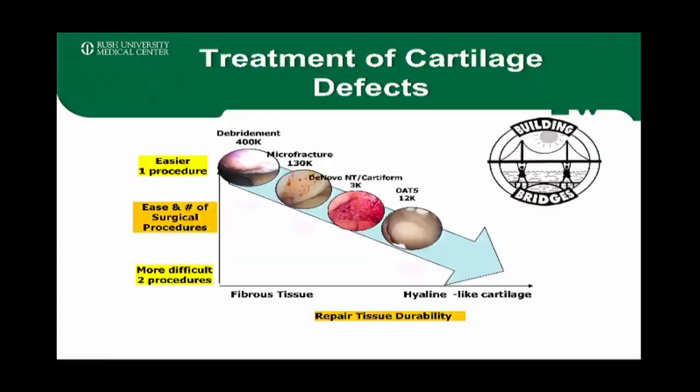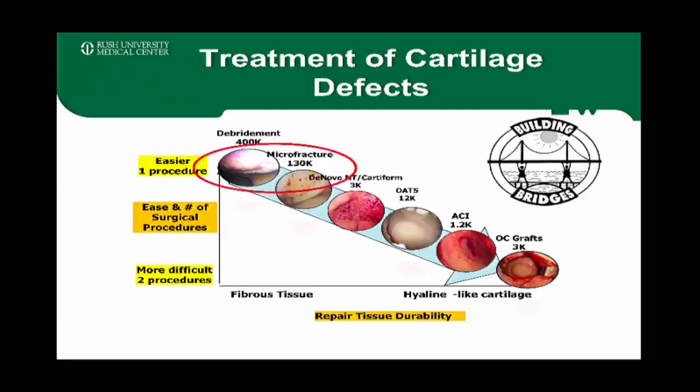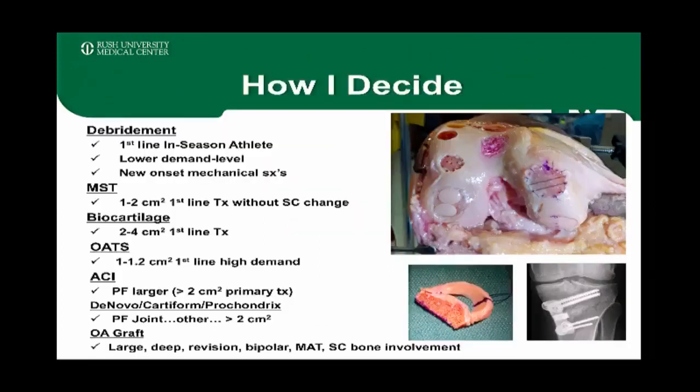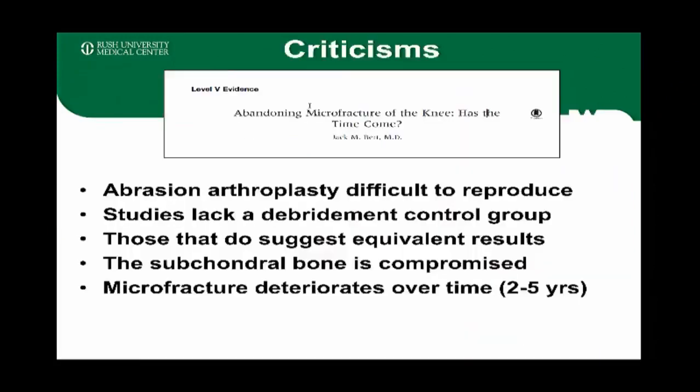And I've already told you about this paradigm of the easier the procedure, the higher the frequency, and so forth. And microfracture probably is somewhere in the neighborhood of 100 to 130,000 per year if you look at recent supportive data that's available. And I typically use marrow stimulation in this box here, which is first-line treatment without subchondral change. And maybe as they get a little bigger, between 2 and 4, I may add something like BioCartilage.